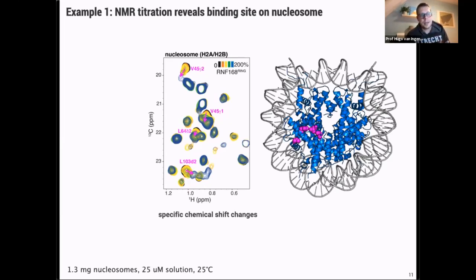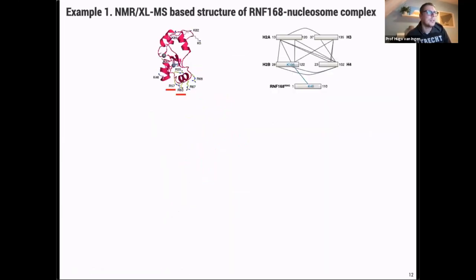This by itself is not enough to determine the structure. You need to have at least one more source of information, and that's the binding surface on the RNF, on the E3 protein, that we obtained from mutagenesis.